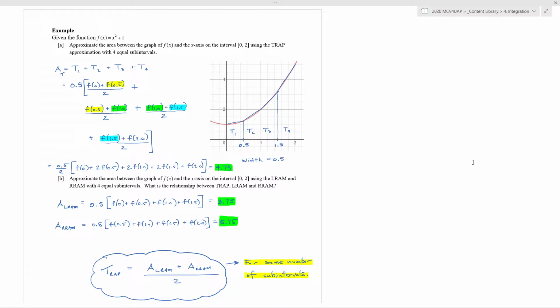Well, you can see from part A that there's a lot of calculations involved if you actually go and do the trapezoidal approximation. But if you already know LRAM and RRAM, all you have to do is find the average of the two and write down that the trapezoidal approximation would just be the average. So it's much less labor intensive to use that formula if you already know LRAM and RRAM. And again, the key point to remember is it's only true for the same number of subintervals.